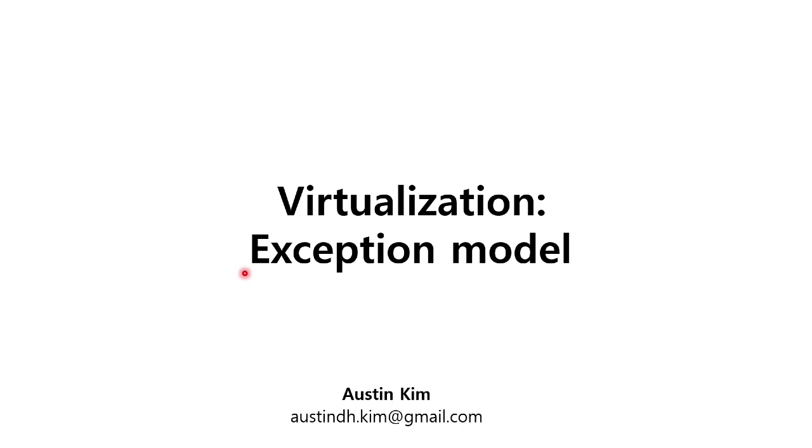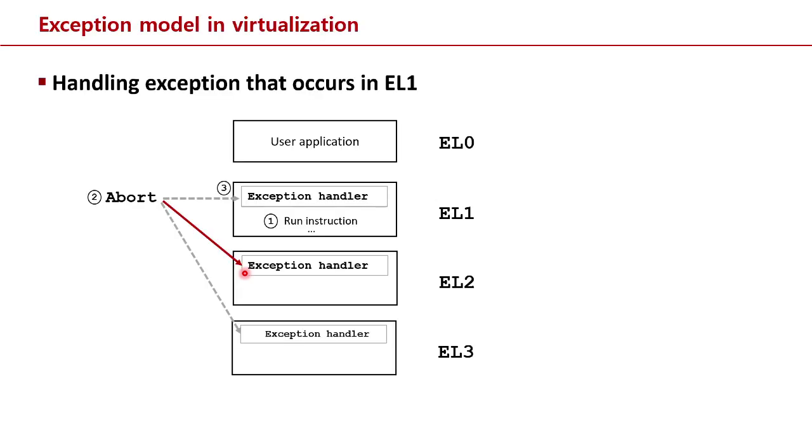The key operation is that control is passed to exception level 2 when an exception occurs at exception level 1 or exception level 0. That kind of operation is called the exception model from the perspective of the ARM architecture. So let's take a look at how the exception is taken to exception level 2.